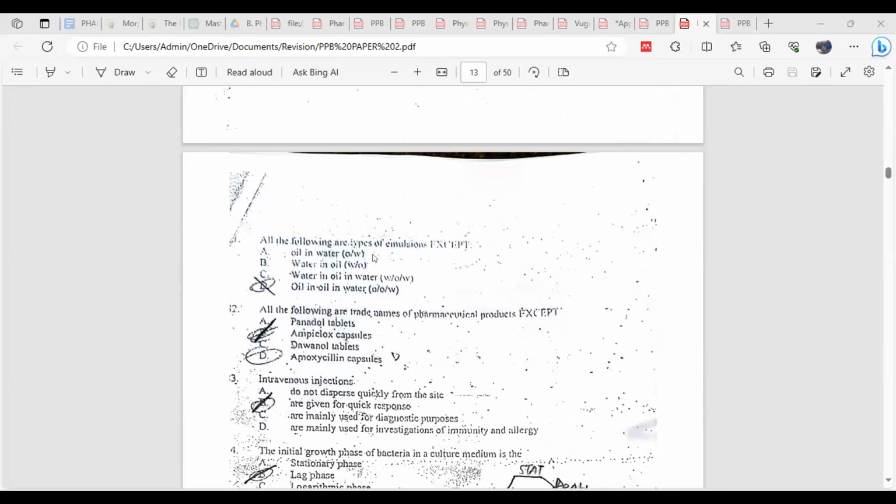All the following are types of emulsions except: oil in water, water in oil, oil in water in oil, oil in oil. Next: all the following are trade names of pharmaceutical products except: Panadol, Dawano, Amoxicillin, Apiflox. Amoxicillin is not a trade name.